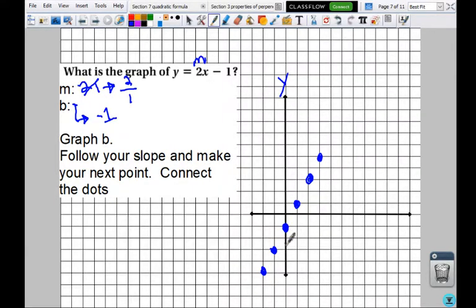But we are not quite done because we're graphing a line. This isn't a line yet, it's just a bunch of dots. So the last thing I need to do is connect my dots with my super amazing line right there and put arrows on the end to show that our line goes on forever.